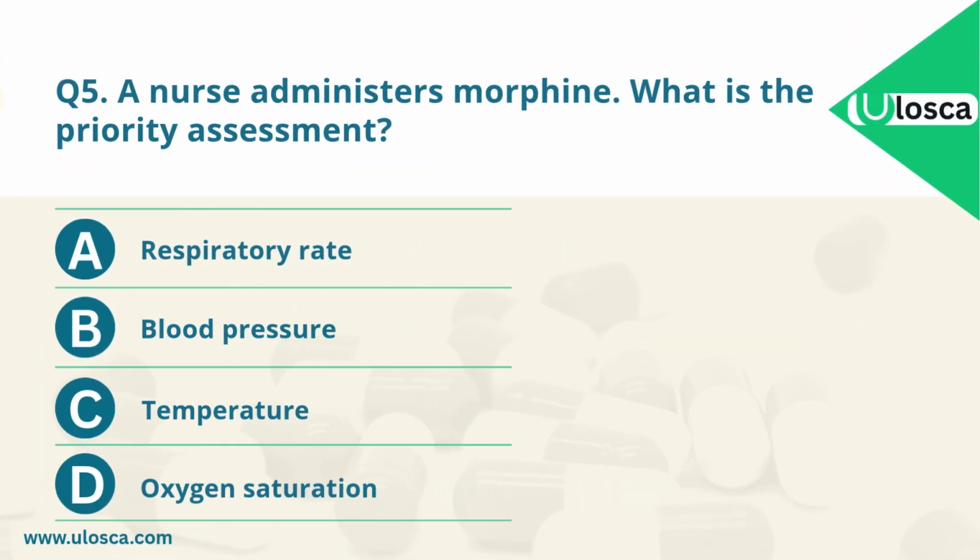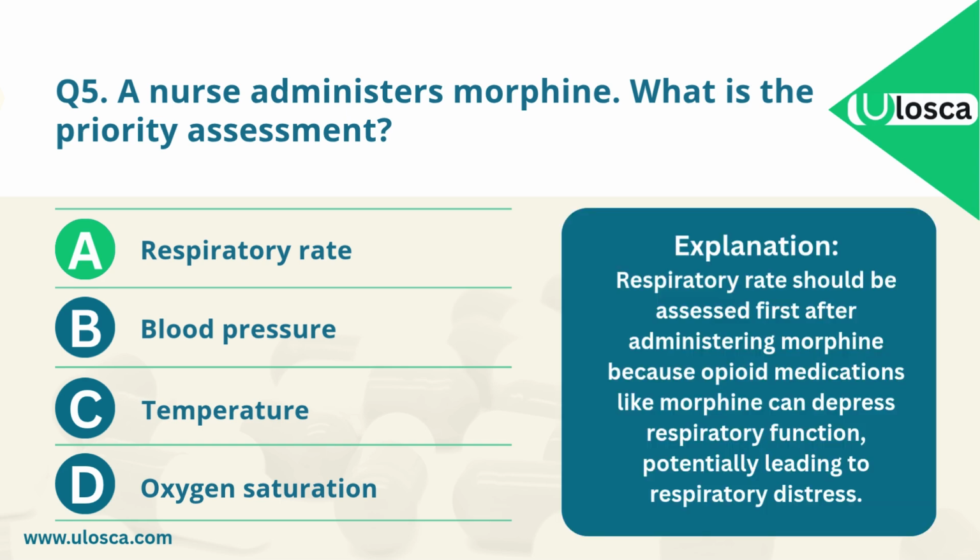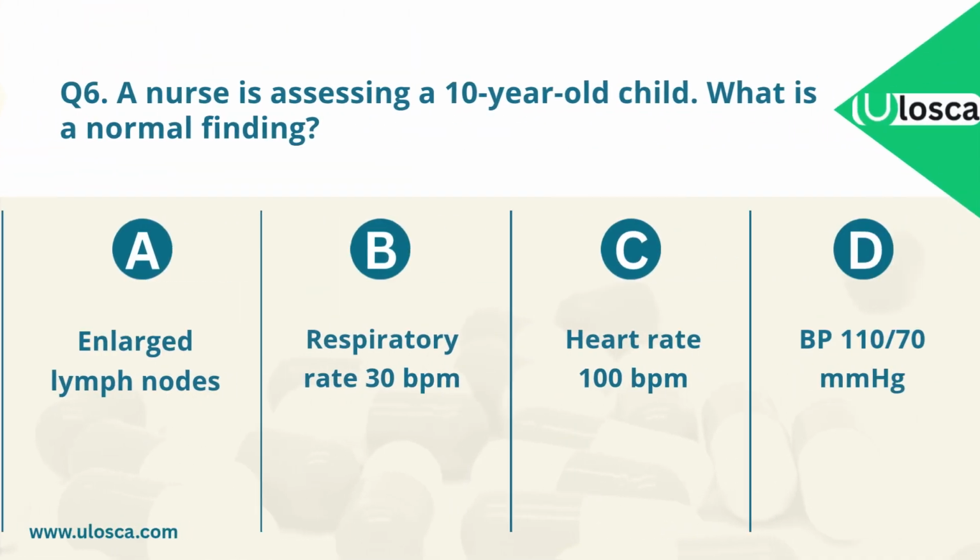The correct answer is A. Respiratory rate. Explanation. Respiratory rate should be assessed first after administering morphine because opioid medications like morphine can depress respiratory function, potentially leading to respiratory distress.